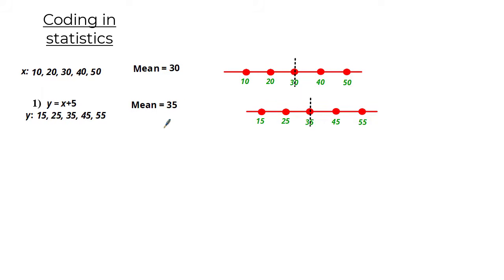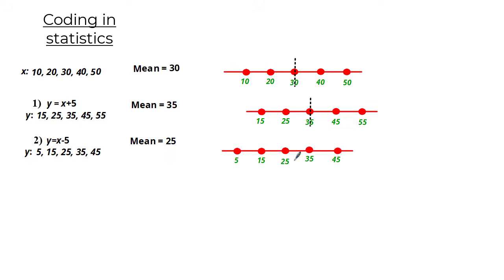Let's see what happens to the mean when we look at the coding y is equal to x minus 5. Well, this gives us the following coded data set: 5, 15, 25, 35, and 45. And the mean of this data set is equal to 25, which we can represent here on the number line. So when we subtracted 5 from each value in the data set, the mean decreased by 5.